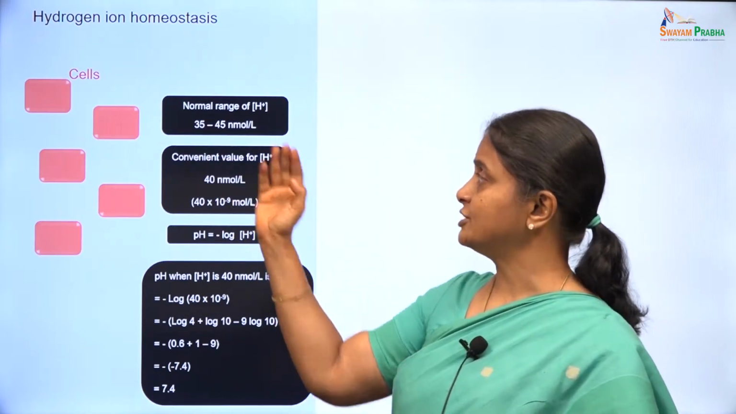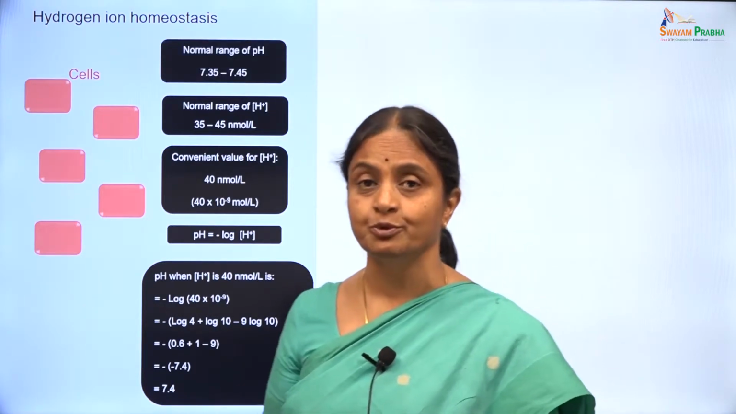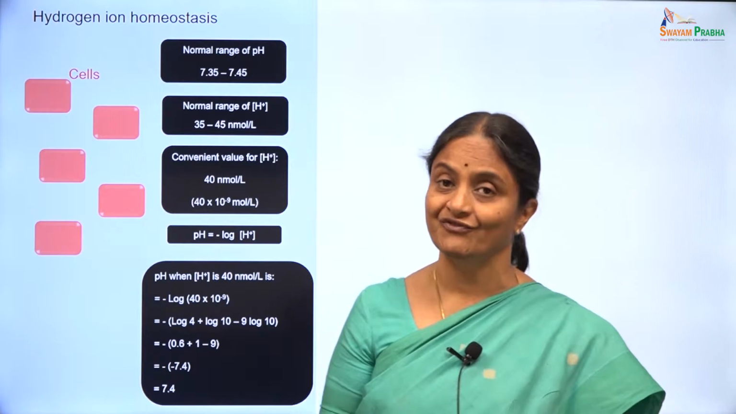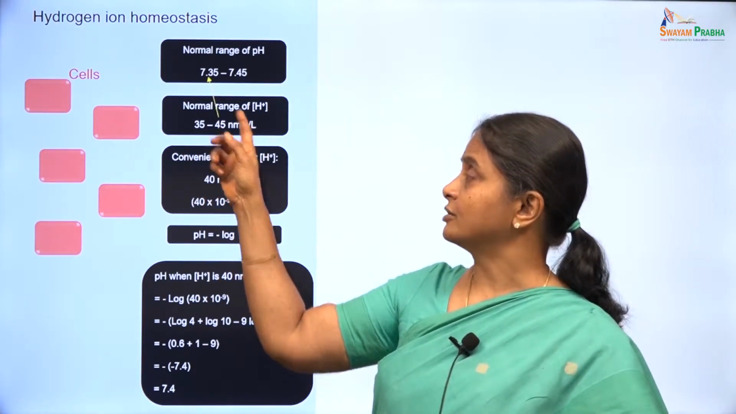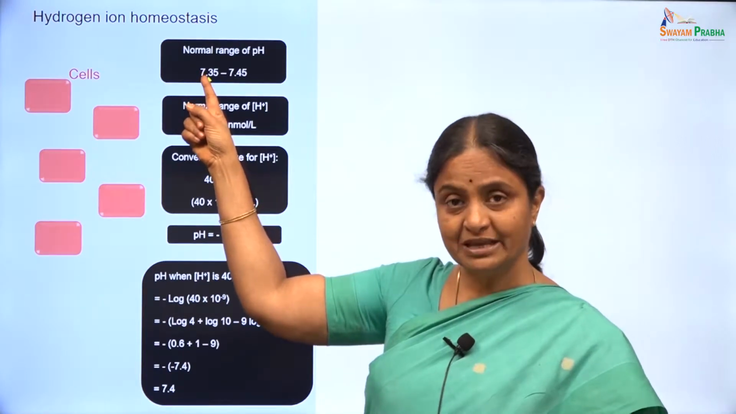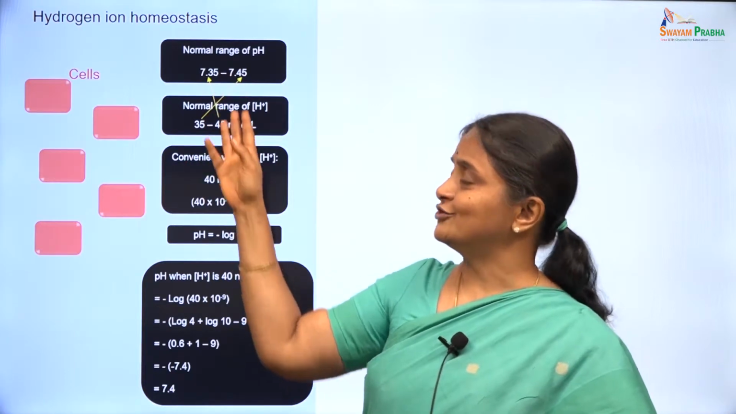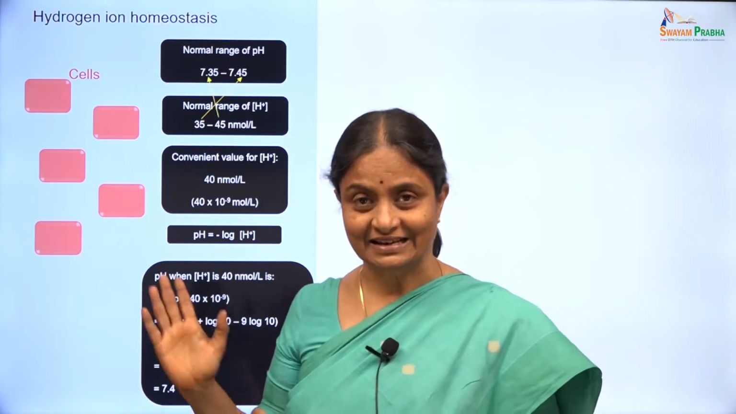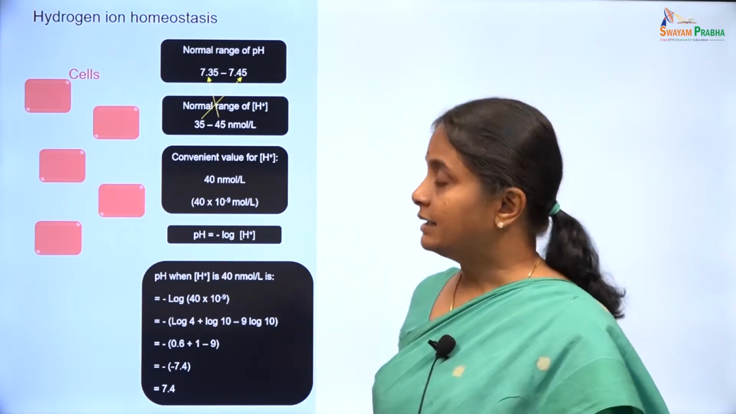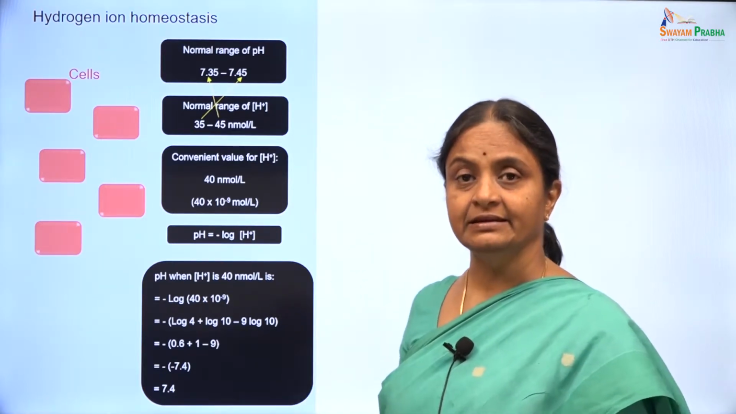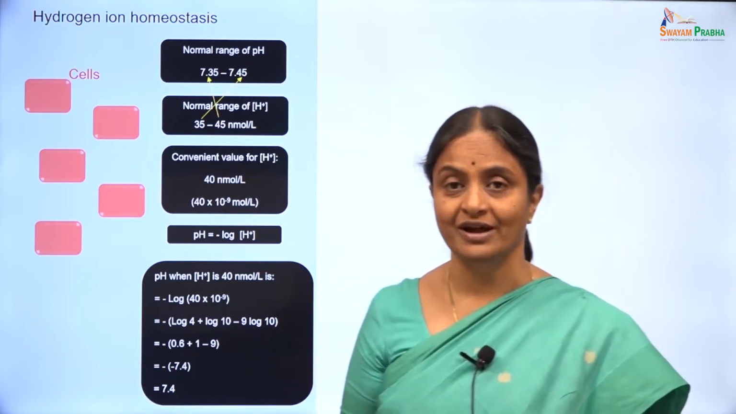And for this range of 35 to 45 nanomoles per liter, the normal pH range would be 7.35 to 7.45. You know that the higher the hydrogen ion concentration, the lower the pH, because pH is the negative log, and any inversion of numbers here is purely incidental in this case. So, the normal pH range in which cells can exist and their enzymes can function is 7.35 to 7.45.